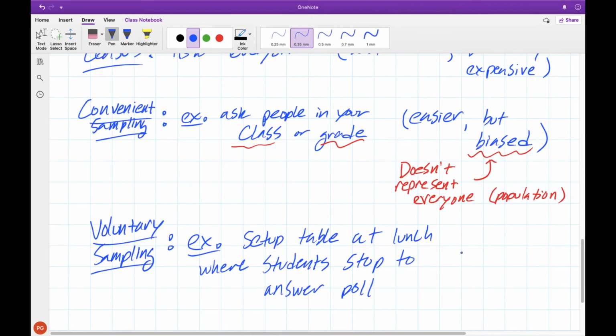Another way we could collect data is voluntary sampling. An example of this would be to set up a table at lunch where students stop by and answer the poll. So people volunteer to participate. Just like convenience sampling, this is easier than a census, but it's also biased.